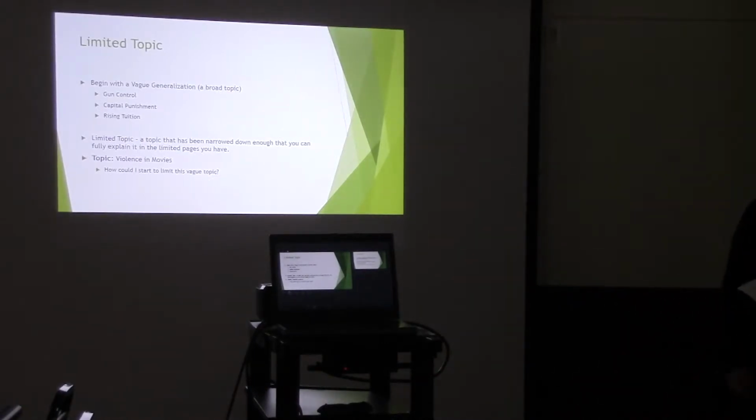So when you're given an assignment, you generally start with some vague idea as to what you want to write about. So if you're writing an issue paper, you might have something big like gun control. Gun control, capital punishment, the cost of rising tuition, all of these are huge topics. Those are called vague generalizations, broad topics, general topics, lots of different vocabulary for this.